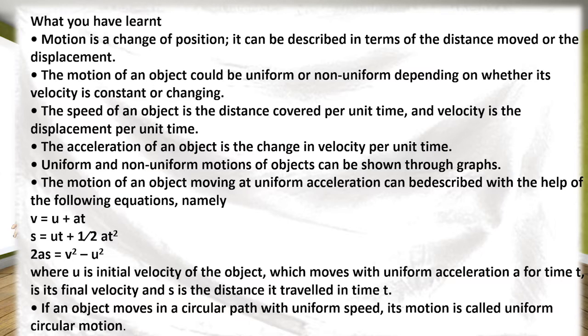v is u plus at, s is ut plus half at squared, 2as is v squared minus u squared, where u is the initial velocity of the object, which moves with uniform acceleration a for time t, v is its final velocity, and s is the distance travelled in time t. If an object is moving in a uniform motion covering a circular path, the motion of this object is called a uniform circular motion.